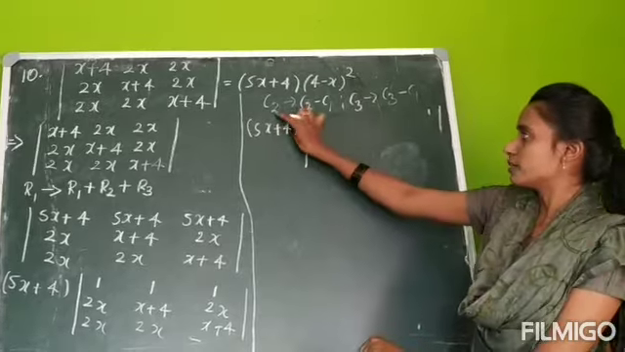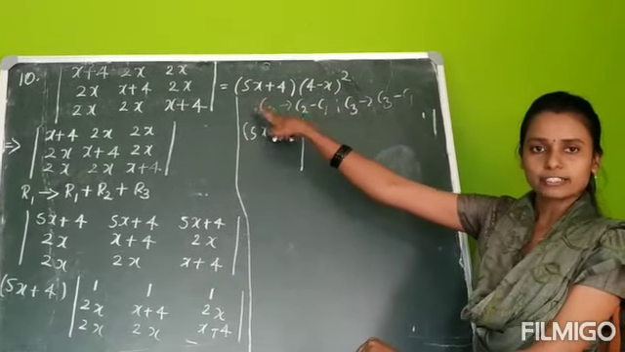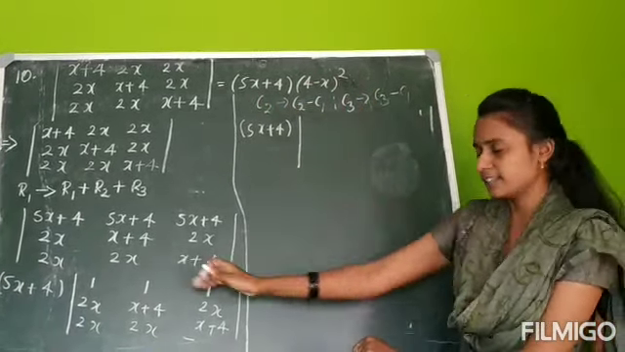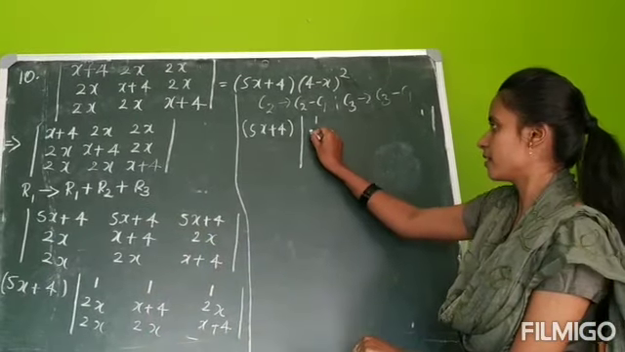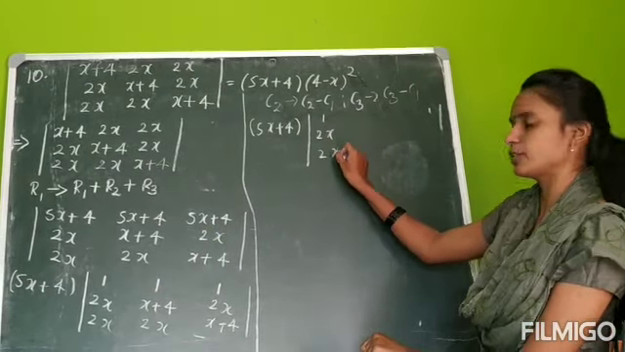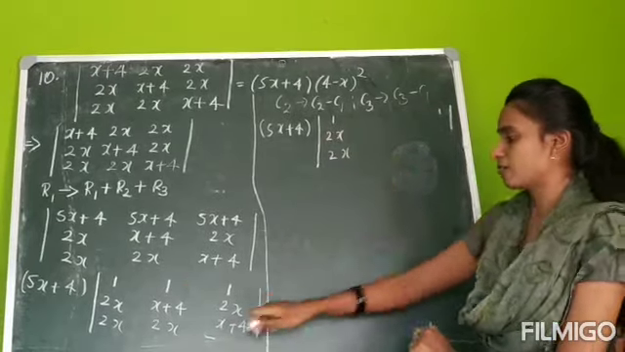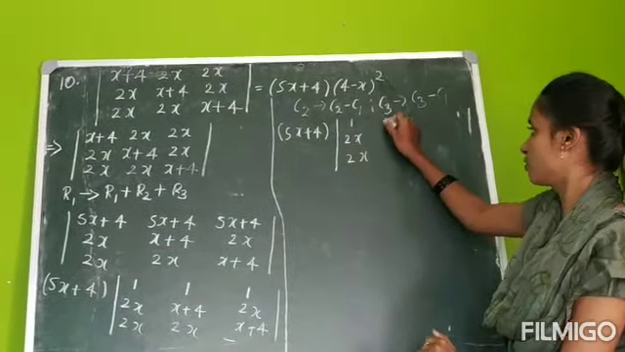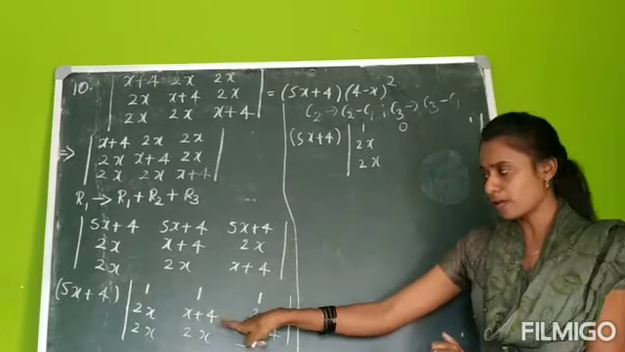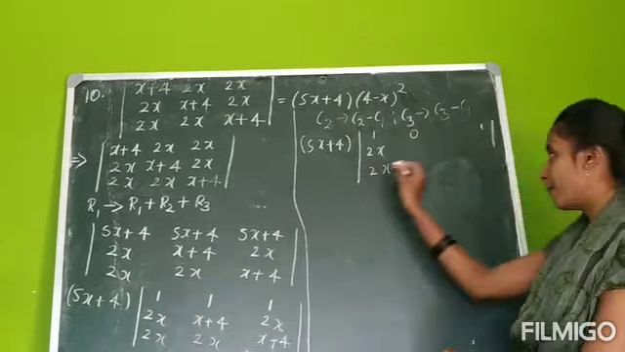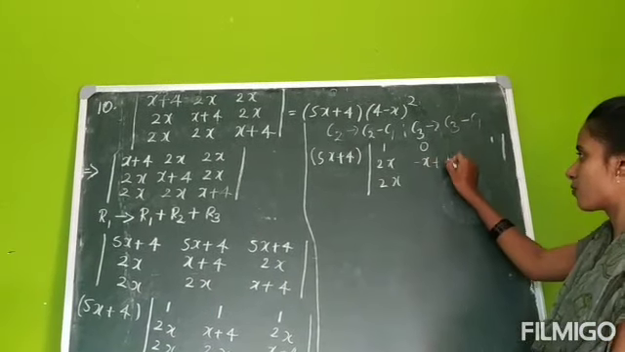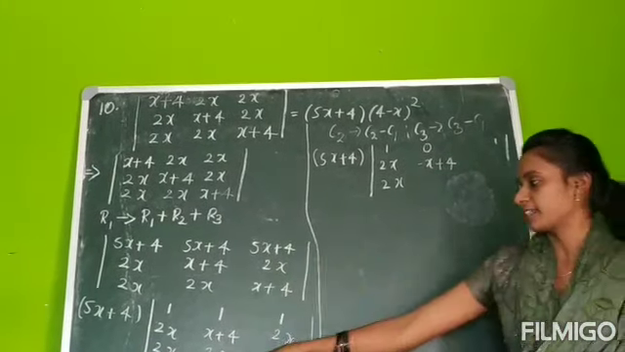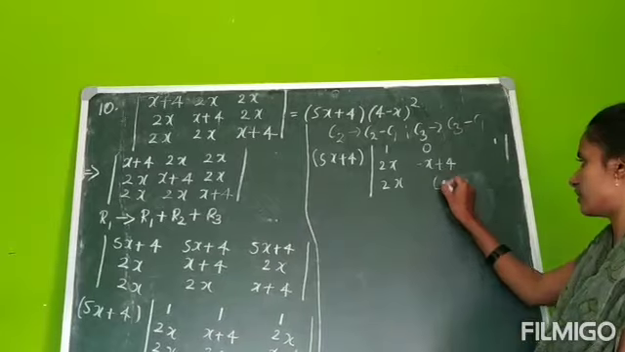Now we write the operation only for the second column and the third column. We just write the first column as it is: 1, 2x and 2x. So the second column will be C2 minus C1. 1 minus 1 is 0. Next, x plus 4 minus 2x will be minus x plus 4. Next, 2x minus 2x is 0.